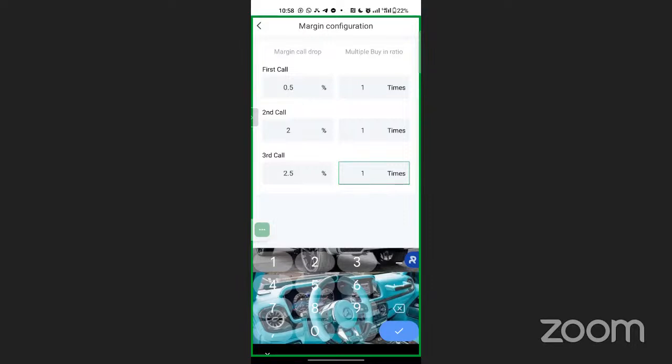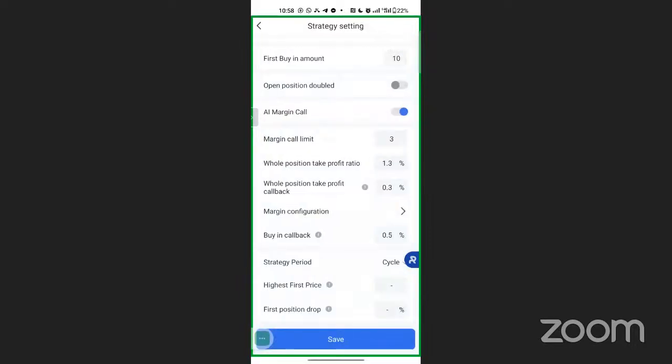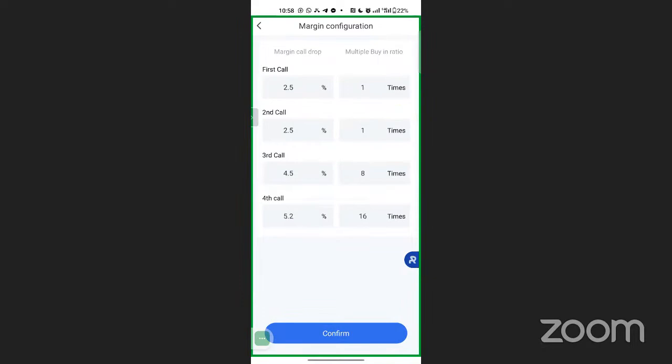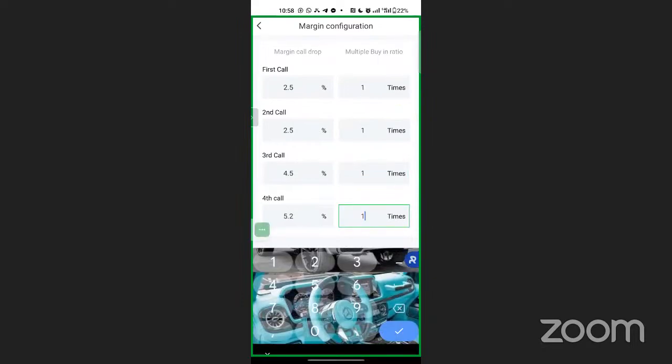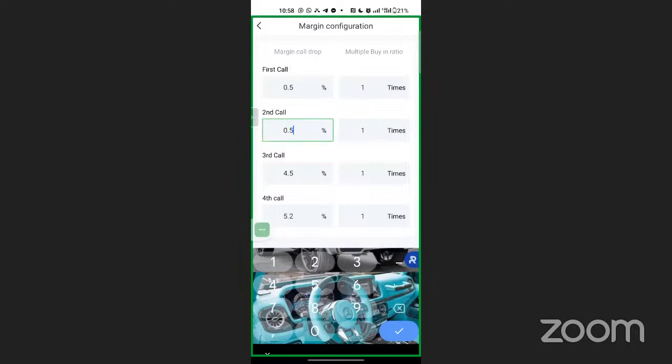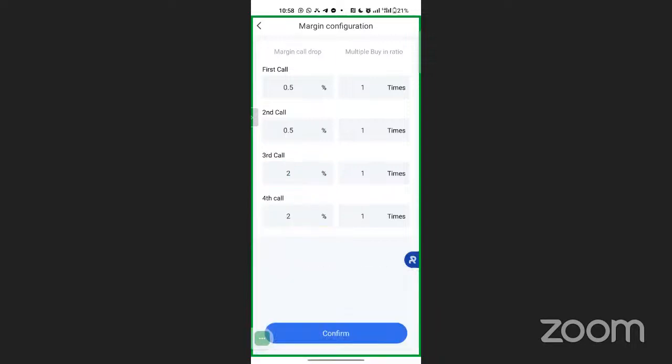Julius, what about if my capital is $50? The same stuff. My first buying amount will still remain 10. Then my number of margin calls will be 4. The robot will buy 1 time, 1 time, 1 time. Then I say, okay, let my robot the first time buy 0.5. The second time, let it buy 0.5. So that is 1. So I'm remaining with what? With 4. This will be a 2. And this will be a 2. That is $50 setup.